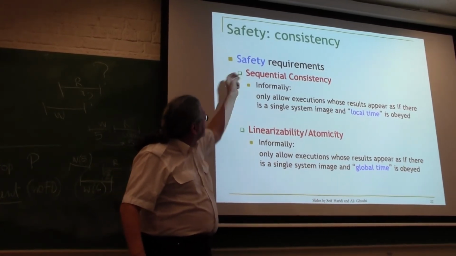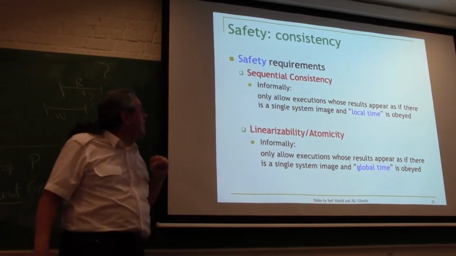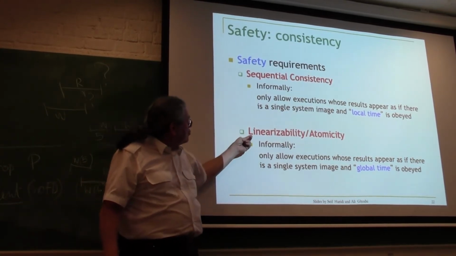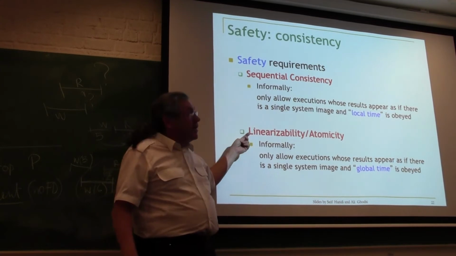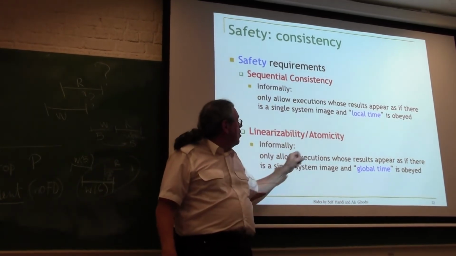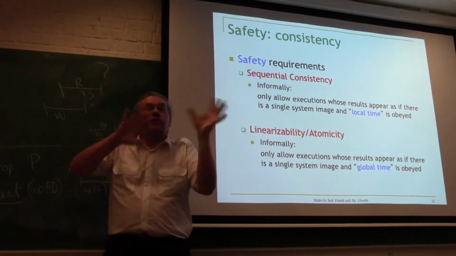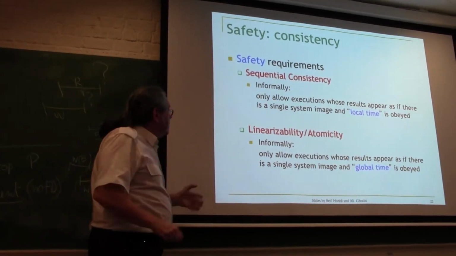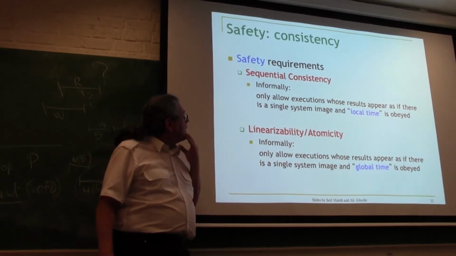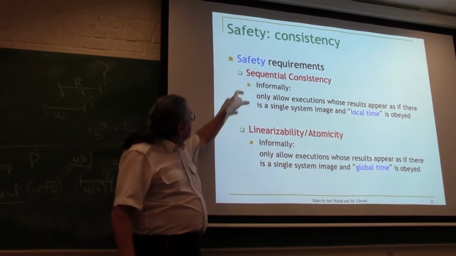The first level is called sequential consistency. This is the standard terminology. And the second level, the strongest one, has two names, which are synonyms, linearizability or atomicity. So some people say linearizable, some people say atomic, okay?